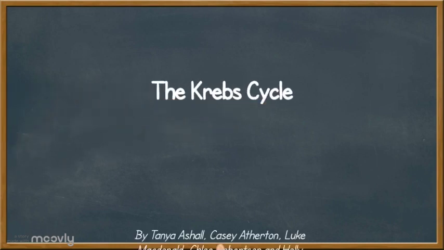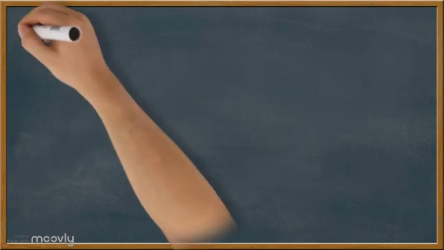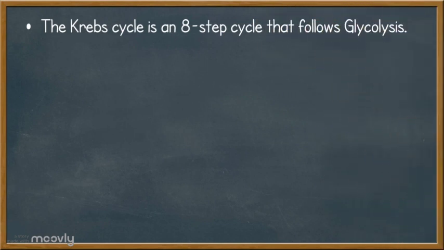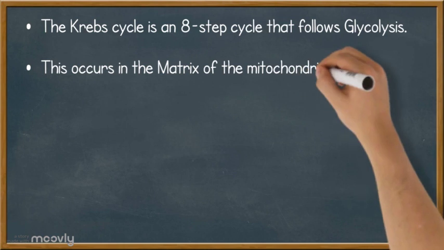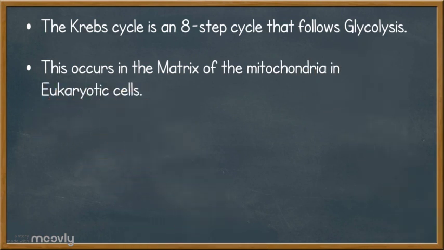The Krebs Cycle. The Krebs cycle is an 8-step process that takes place after glycolysis. This process takes place in the matrix of the mitochondria and eukaryotic cells. Energy is produced in the form of NADH, FADH2 and GTP.